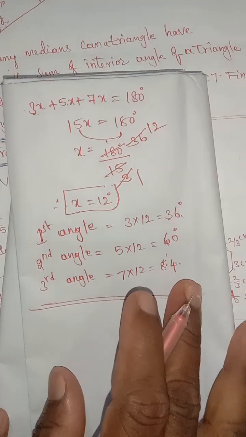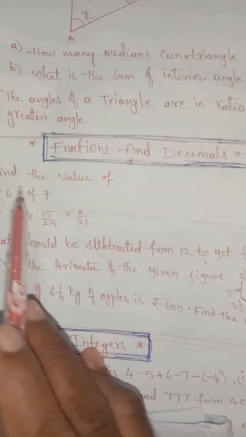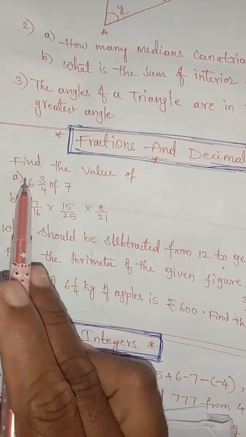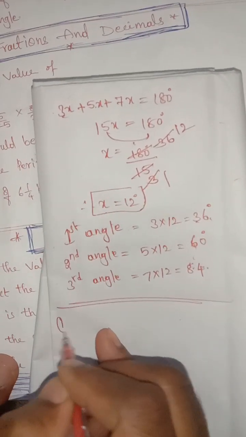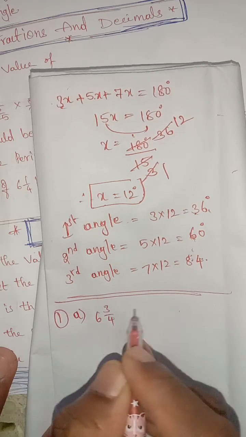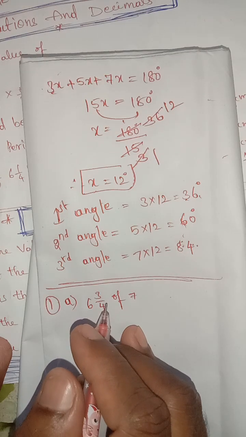Next, fractions and decimals. Some important problems and concepts. Find the value of a. Question number 1, part a: 6 whole 3 by 4 of 7.